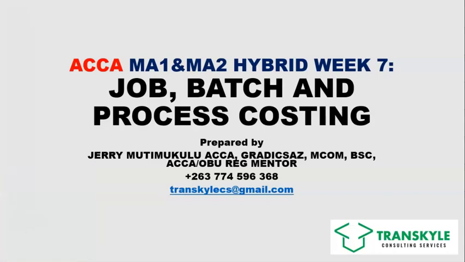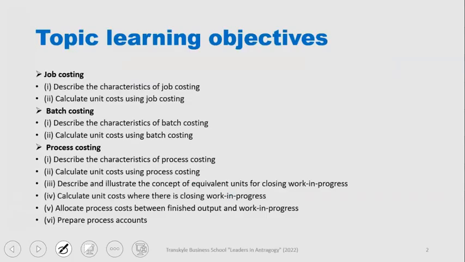And in this week's lecture, we are going to take you through job, batch, and process costing. Our objectives are as follows. With regards to job costing, we are going to tackle two issues: a description of the characteristics of job costing, and calculation of unit costs using job costing. Then we move on to batch costing, where we'll be describing the characteristics of batch costing and then calculating the unit cost using batch costing.